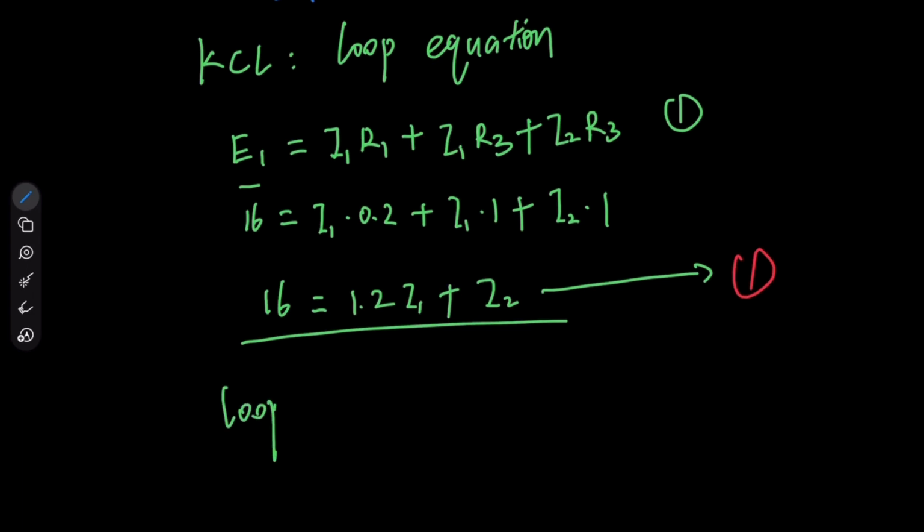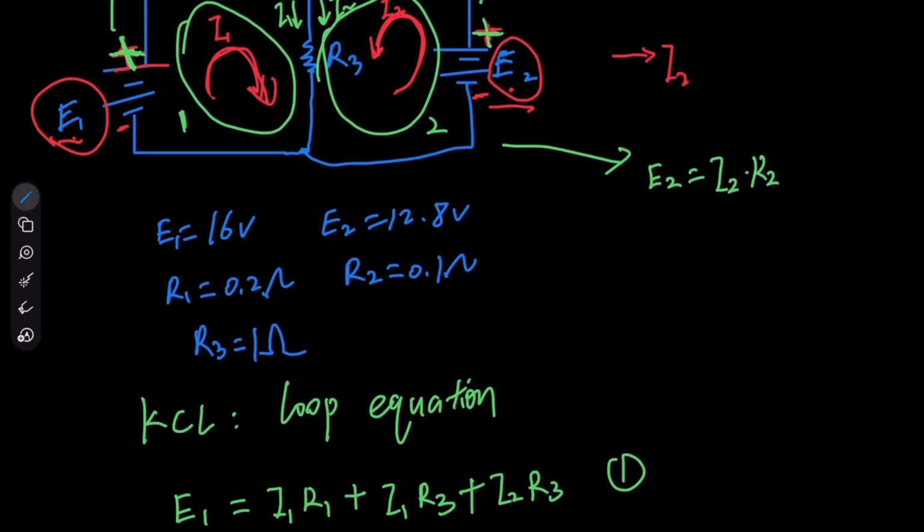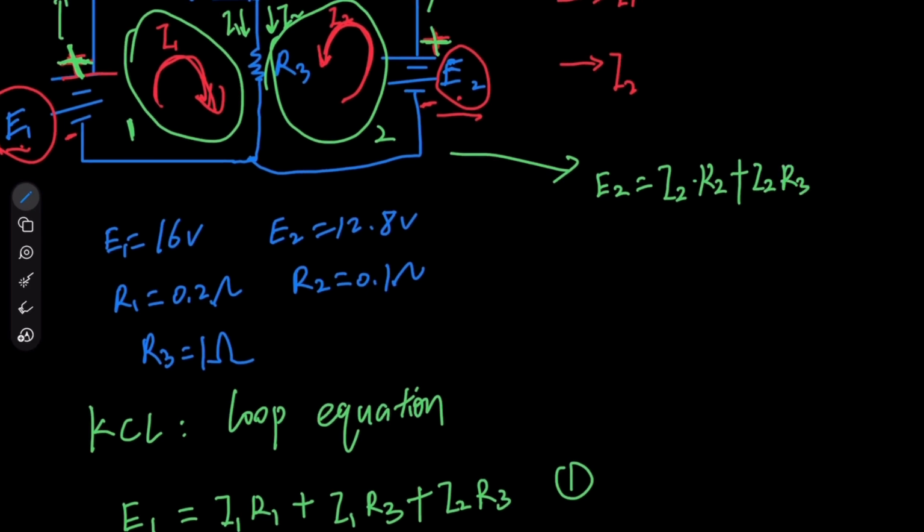Now let's look at loop 2. We start from the power source, that would be E2, equals I2 times R2. Same thing for R3: plus I2 times R3 and also plus I1 times R3, because both I1 and I2 go through R3. That's why we need to include the current for both. So this is our equation for loop 2.